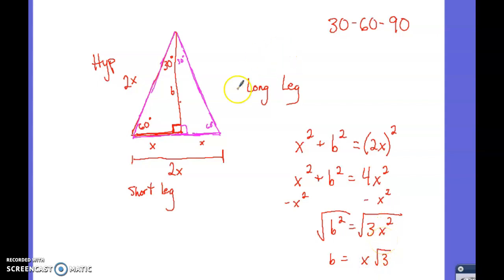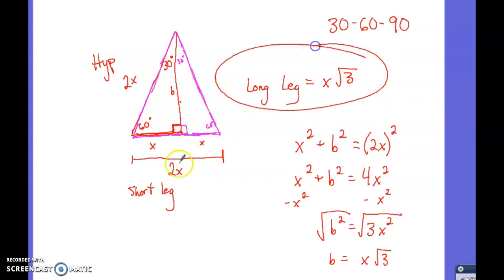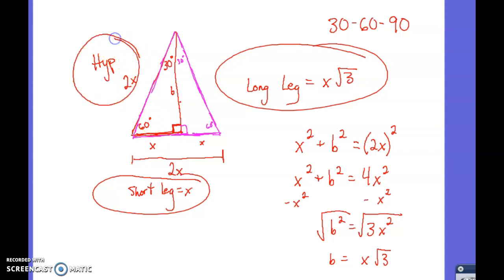So what I am saying is if you know the short leg and you want to figure out the long leg, you take the short leg times root 3. Let me write this as x. And if you know the short leg and you want to figure out the hypotenuse, you have to double it. Now we can work through this any way that we want. And again, hopefully this was a reminder from geometry and you're not learning this for the first time.